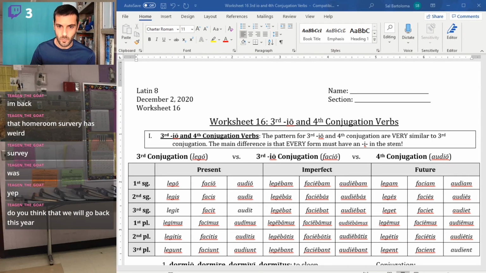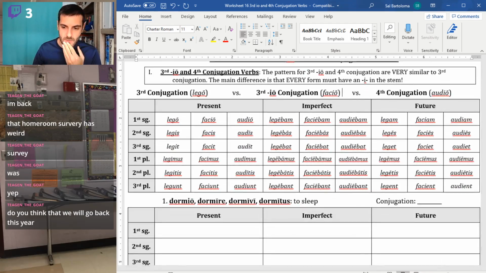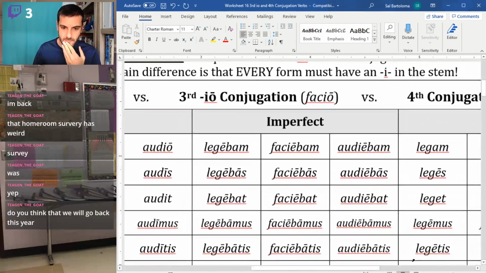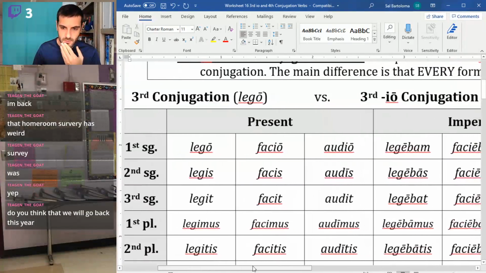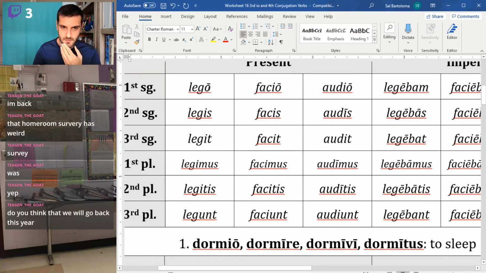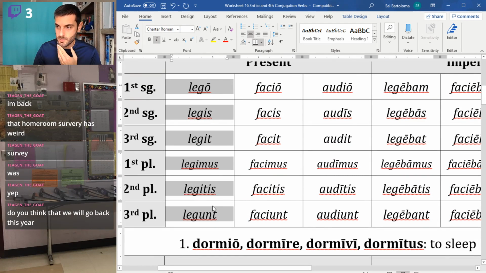So we're looking at, on this worksheet, third, third io, and fourth. Really, the worksheet is based around third io and fourth, but this week we've been talking about third io and fourth. So what I wanted to do on this worksheet at the top is to give you examples for each. So for instance, when you're looking at the present here, you have lego, which is third conjugation.